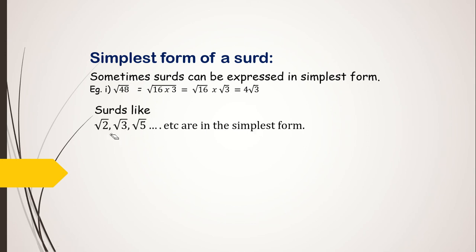Now these are the surds which are in the simplest form. Further we cannot do anything with them. You cannot factorize and take any number outside the radical sign, so they are already in the simplest form.